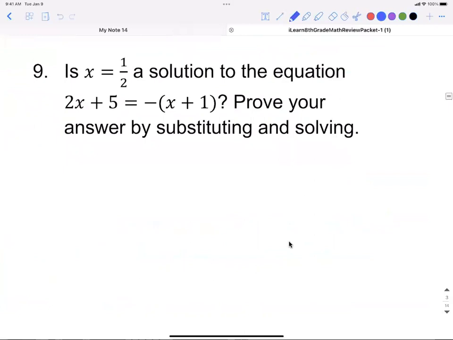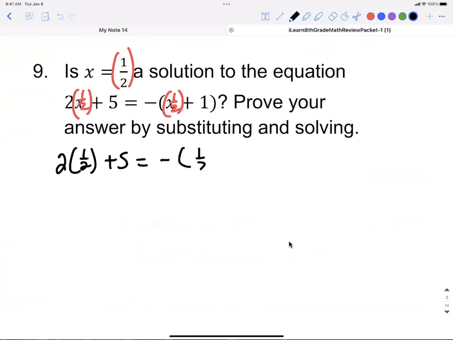All right, number 9, same thing. X equals 1/2, wants to know if it's a solution. So everywhere where I see an X, I'm going to put a 1/2. So I'm going to put a 1/2 here, and I'm going to put a 1/2 here. 2 times 1/2 plus 5, does it equal negative 1/2 plus 1?